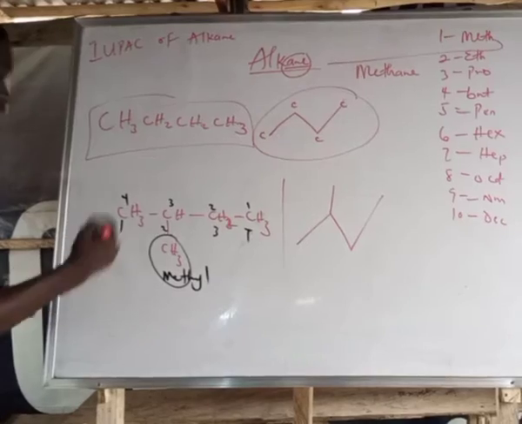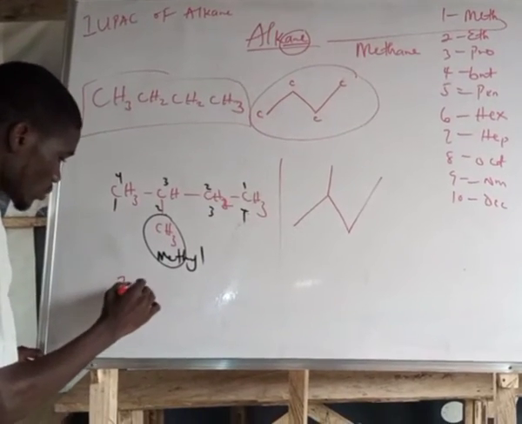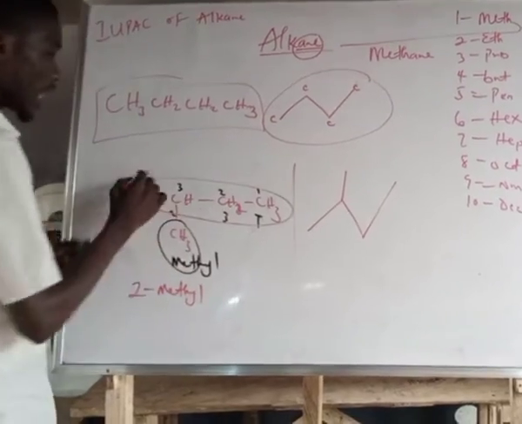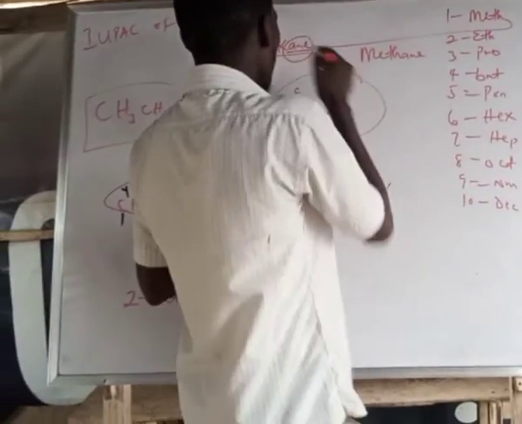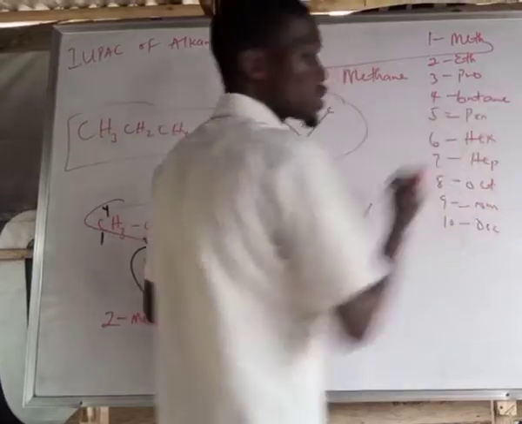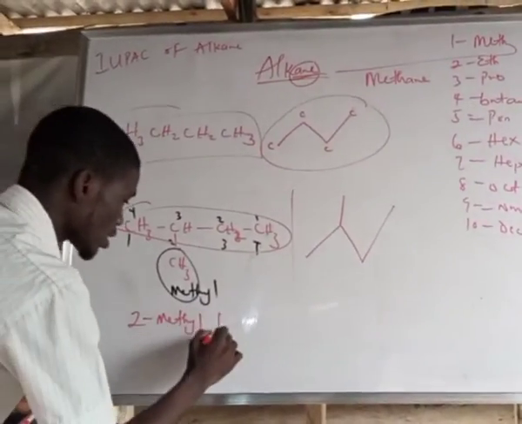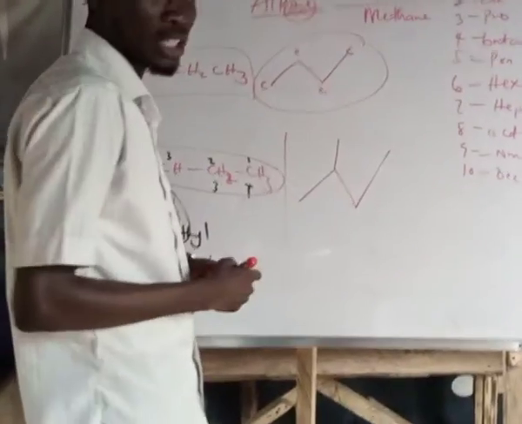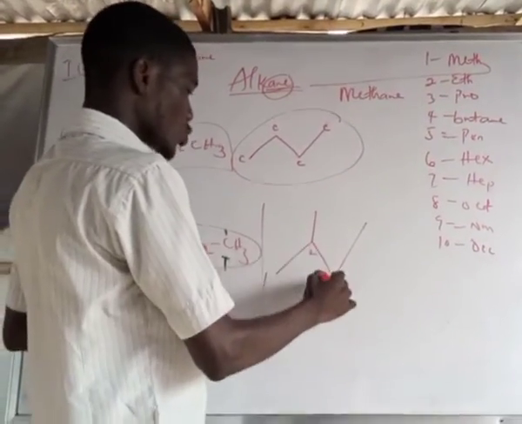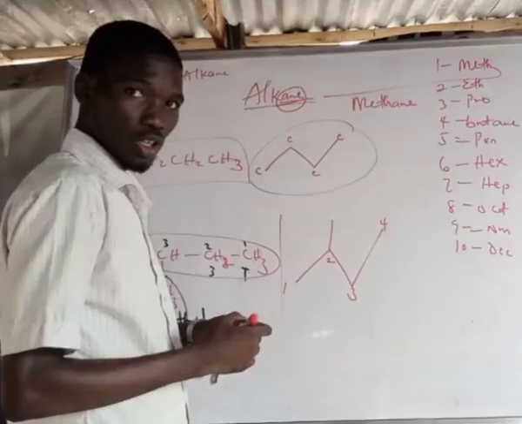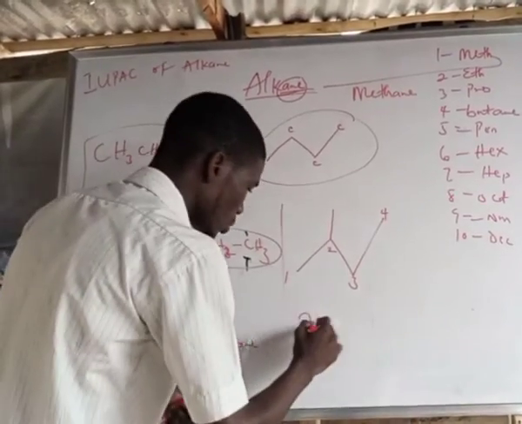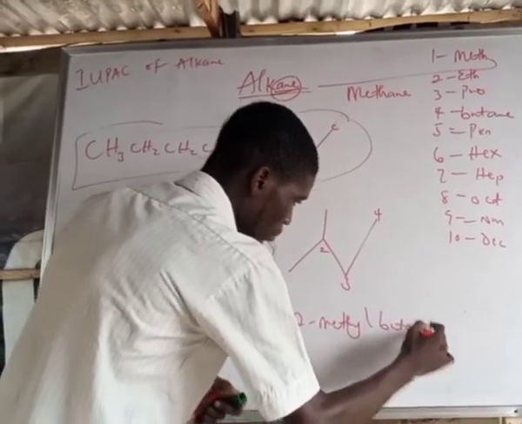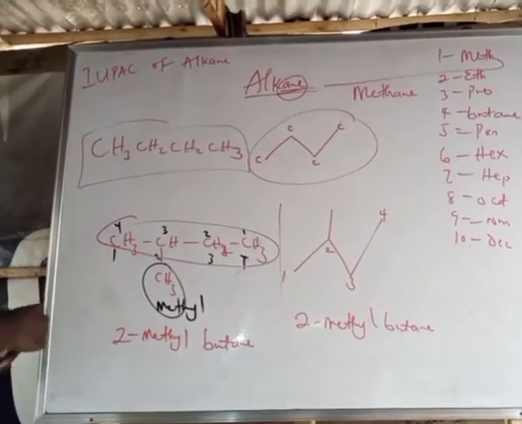With that now, I can say the name is 2-methyl. The longest continuous carbon chain here from this place, using the suffix here, we call it what? Butane. So I have 2-methylbutane. The same way we did this one, line notation one, I have 1, 2, 3, 4. This is a methyl, so I have this to be 2-methylbutane.